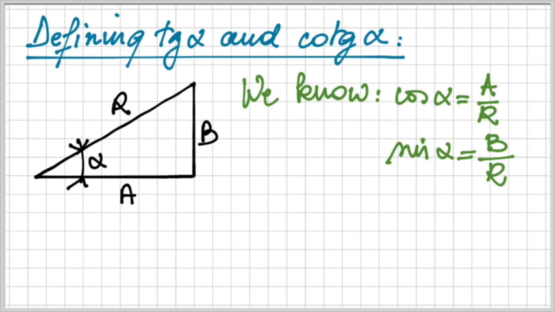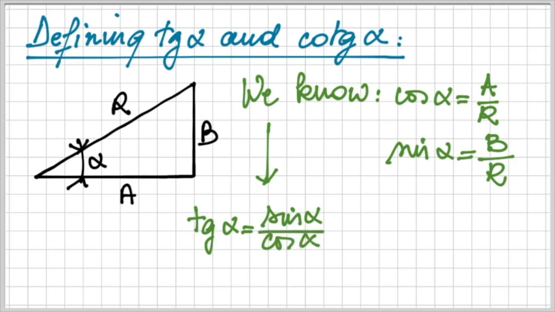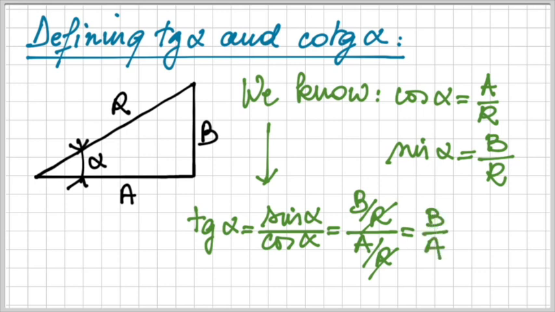Now we can define the tangent of alpha, which is sine alpha divided by cosine alpha. And we find this is B over R divided by A over R. And we can simplify because R is in the denominator of both values. This leads to B over A as the value for the tangent alpha. And we have to add that A cannot be equal to 0. Division by 0 is not allowed.